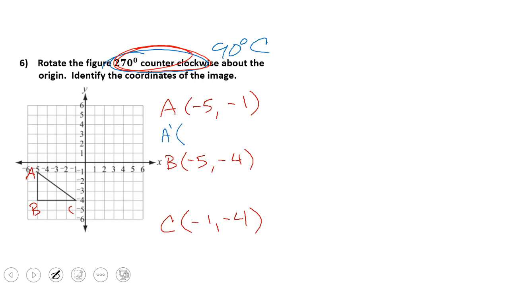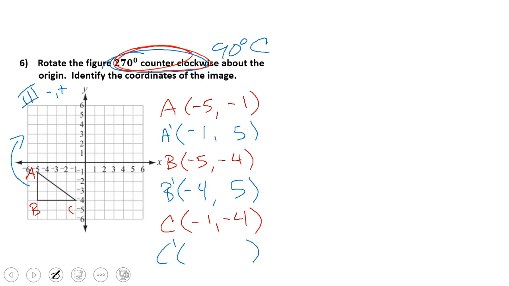That's right, they switch. So we go to 1 and 5. And we know the coordinates of A, when we rotate 90 degrees this direction, is going to be negative positive. So that's -1, +5. B prime, the coordinates switch, and it's negative positive, so -4, +5. And C prime, again, they switch to 4, 1, and we know it's -4 and +1.